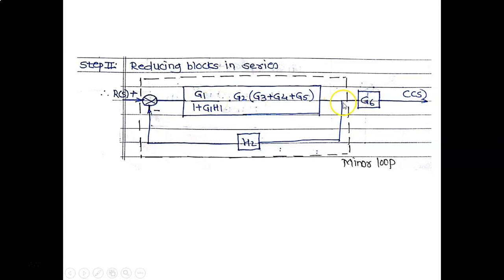and at this takeoff point, the feedback signal H2 is fed back to this summing point. Therefore, this forms again a minor feedback loop. Therefore, we will solve this. Since its value is negative, in the denominator the value will be positive. Whenever negative feedback is there, then we have to use a positive sign in the denominator. Therefore, we will solve this minor feedback loop.